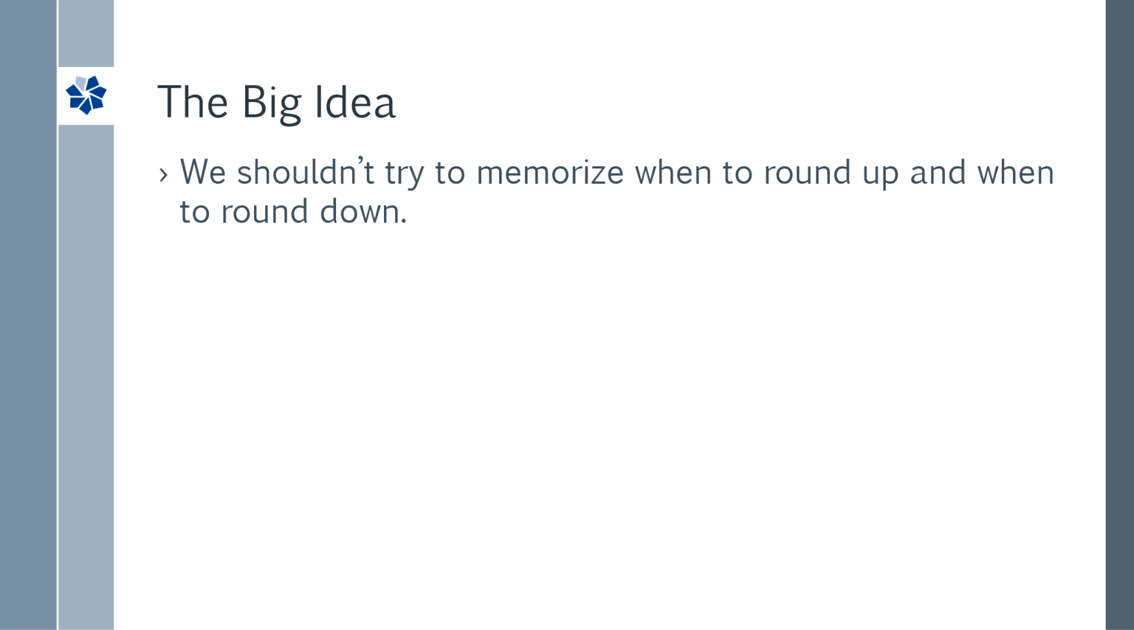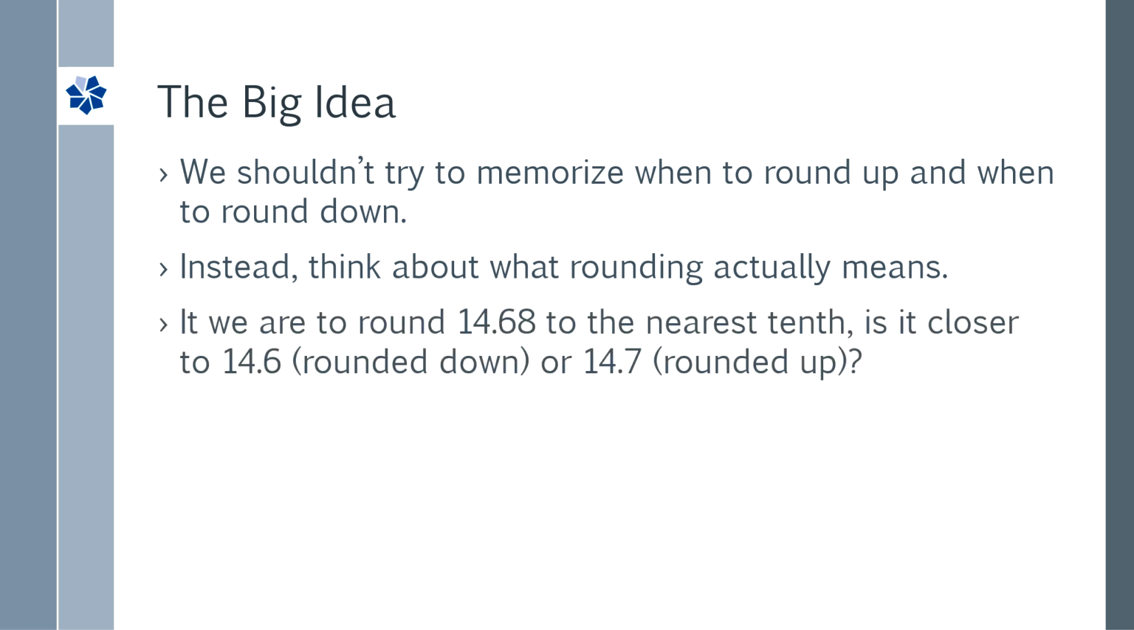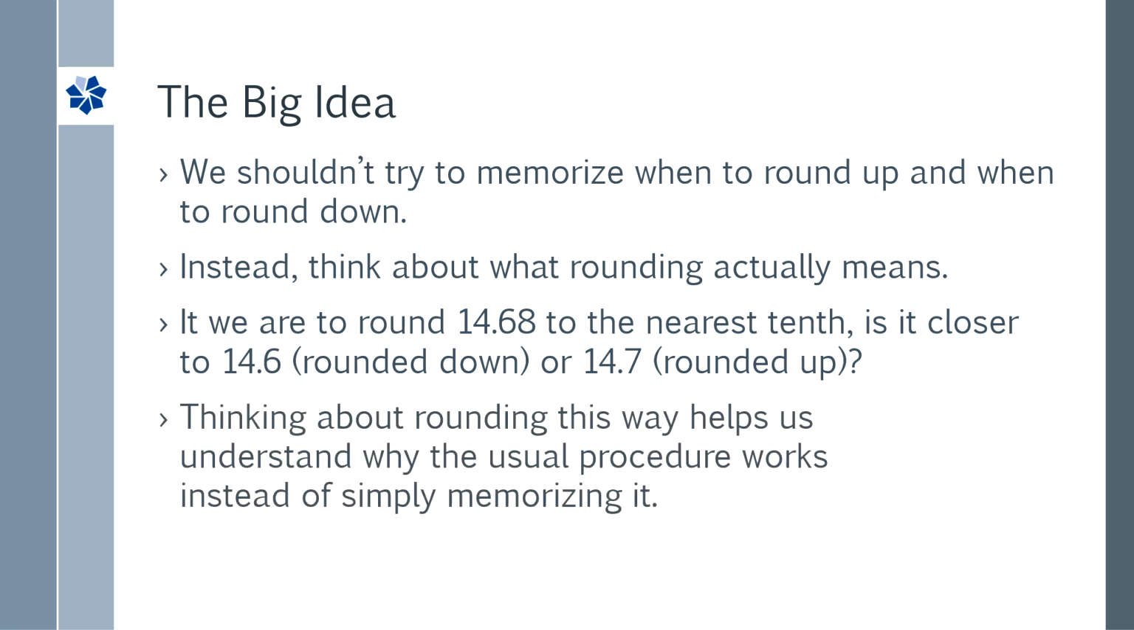The big idea is, don't try to memorize directions. Remember, rounding just means if we're more than halfway to the next number, round up. If we're not halfway, round down. If we were to round 14.68 to the nearest tenth, that is either 14.6 below it or 14.7 above it. And we are closer to 14.7 than we are 14.6, so the rounded answer is going to be 14.7. So instead of trying to memorize a process, think about which one we're closer to.